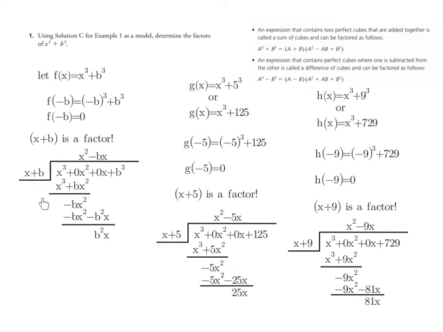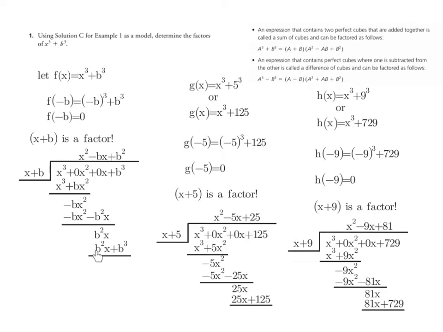Next we take our b squared x and divide by x, and we get plus b squared. Now you take your b squared, multiply by x plus b. That gives us b squared x plus b cubed. And we do our subtraction. b squared x minus b squared x, well, that's nothing. b cubed minus b cubed is 0, and there are 0 remaining. So when we divide x cubed plus b cubed by x plus b, we get x squared minus bx plus b squared. Same thing over here.